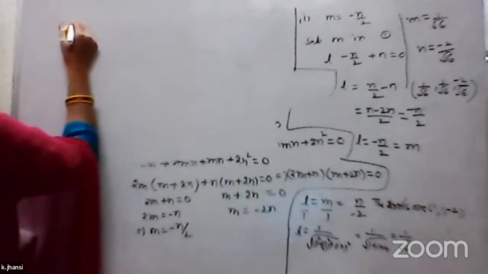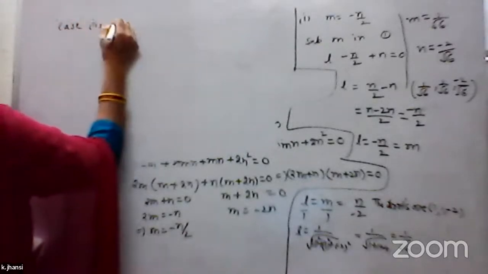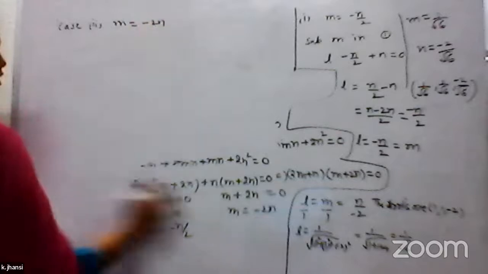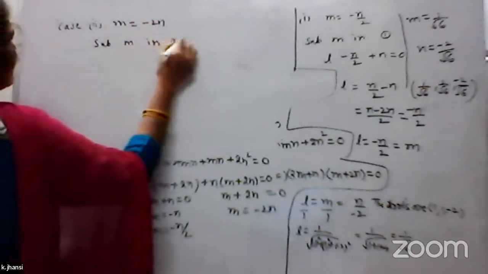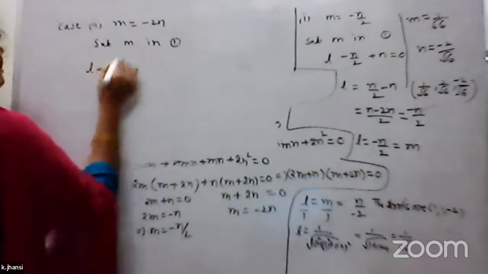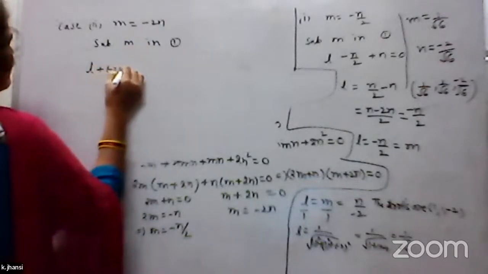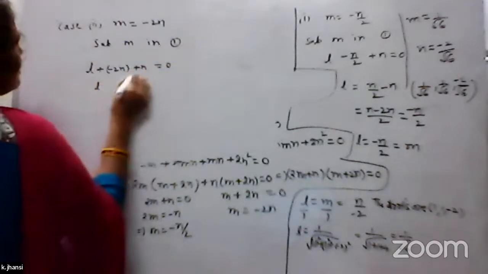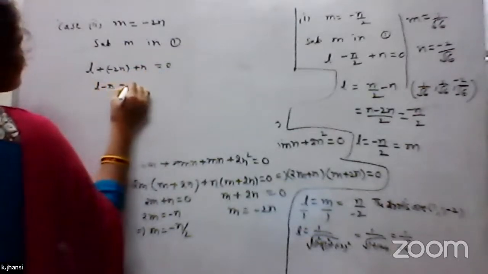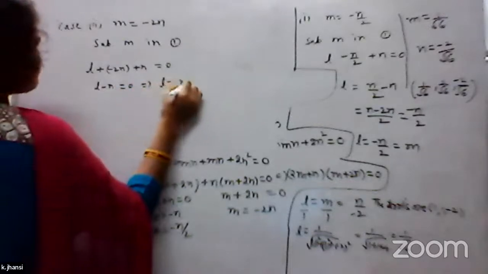So case 2, m equals minus 2n. Okay, so substitute m in equation 1. So you will get l plus m value, which is minus 2n, plus n equals 0. So l minus n equals 0, which implies l equals n.